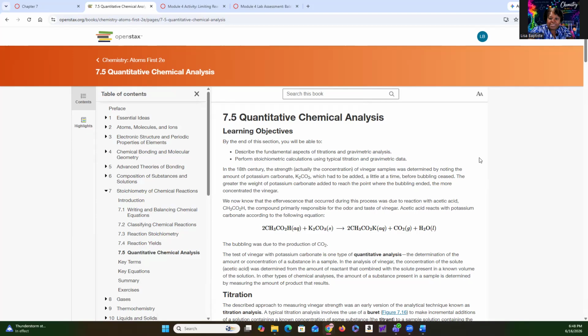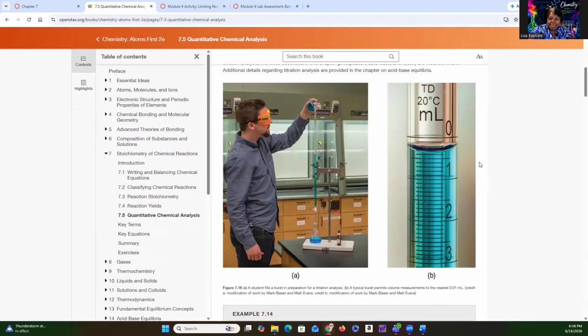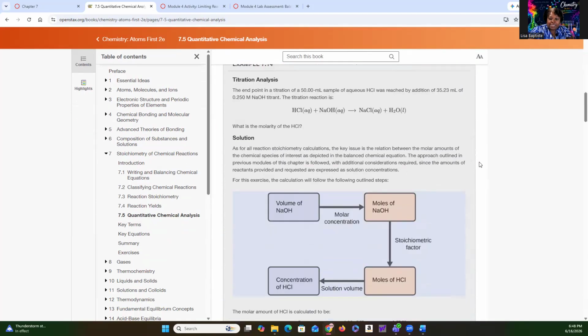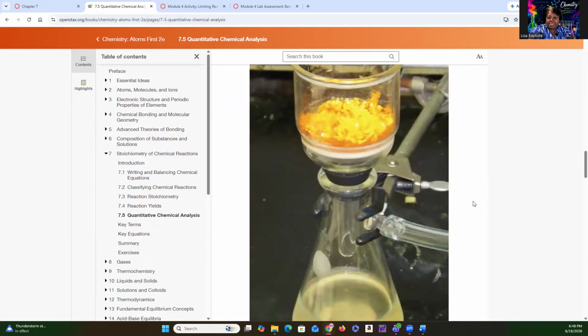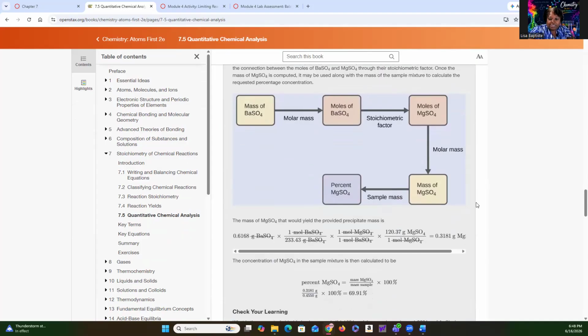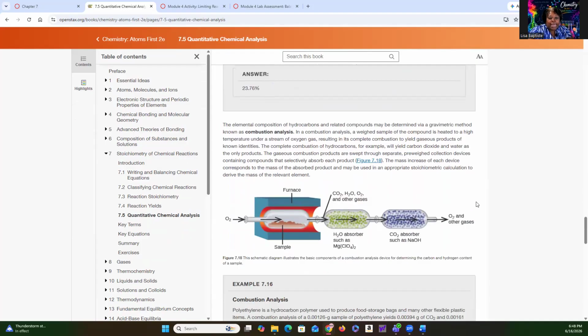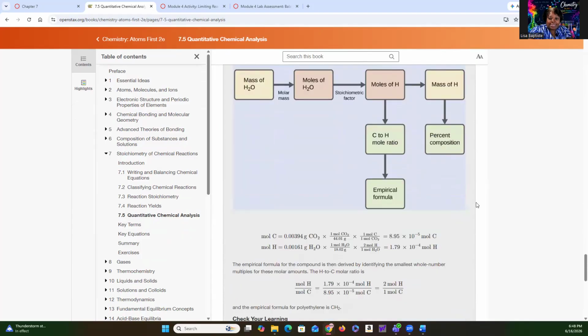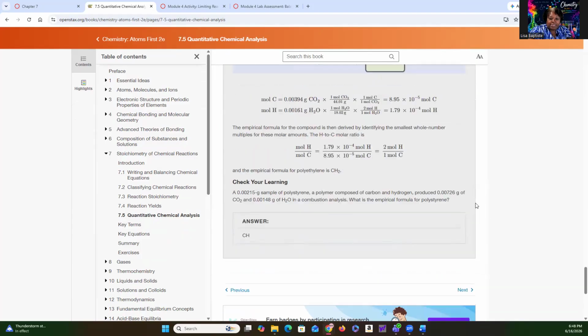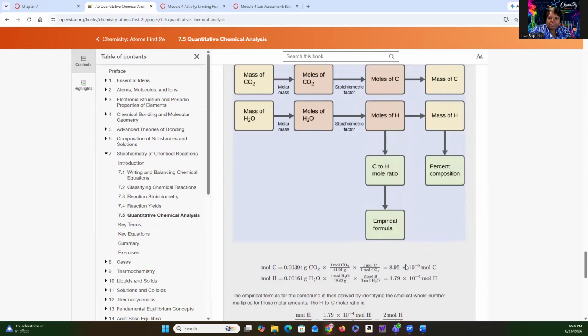And then quantitative chemical analysis. This is our titrations, okay? And then looking at molarity calculations with titrations. And we'll do titrations again in Module 8 when we're looking at acids and bases. So make sure that you understand this because you will see it again, all right? So that is Chapter 7.